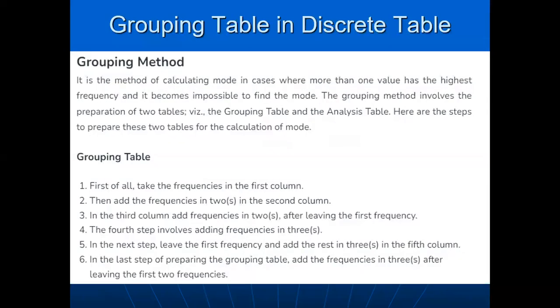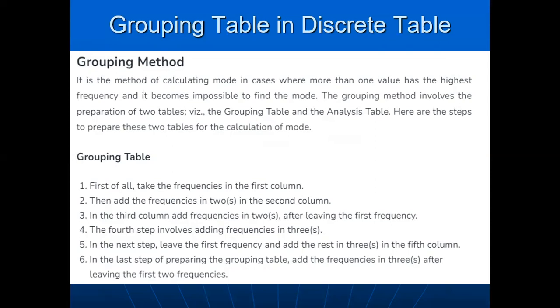But we cannot always take the mode value based upon the highest frequency. There is a method of finding whether the highest frequency number is a mode or not. In cases of bimodal or trimodal data, finding the mode becomes difficult. In such cases, we go for what is known as the grouping and analysis method. This method is very widely used for discrete as well as continuous series. It is a method of calculating the mode in cases where more than one value has the highest frequency and it becomes impossible to find the mode.